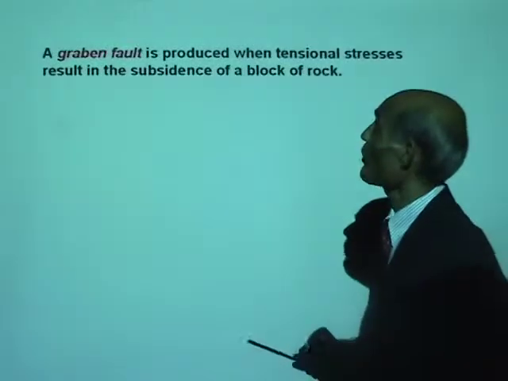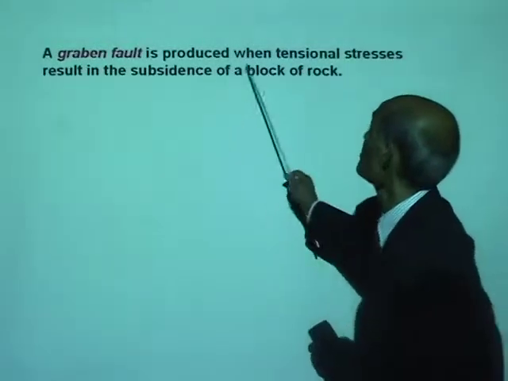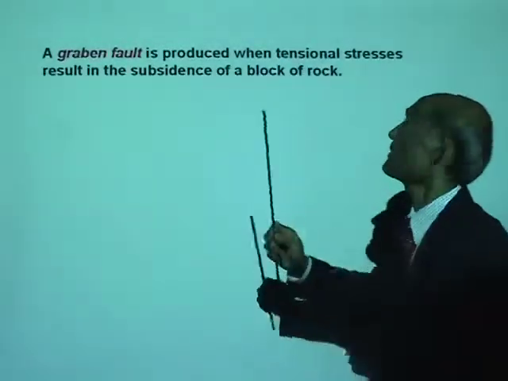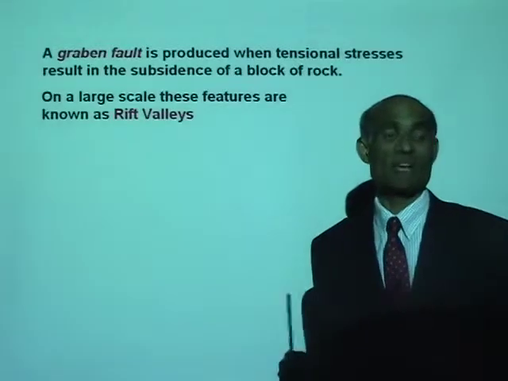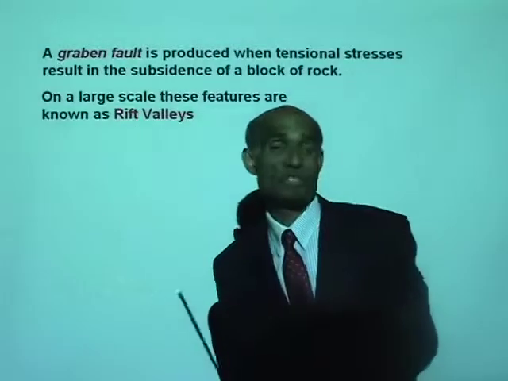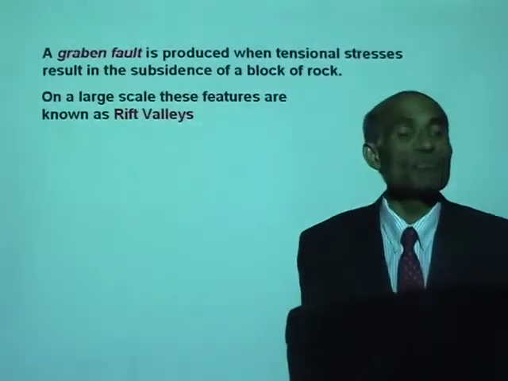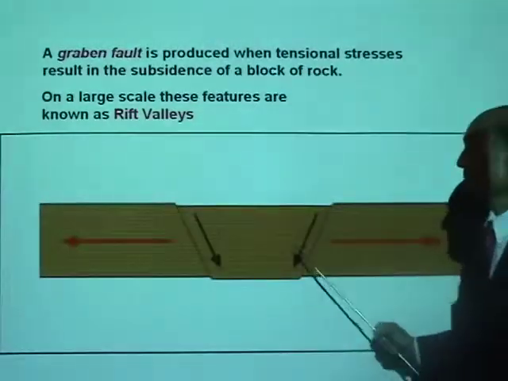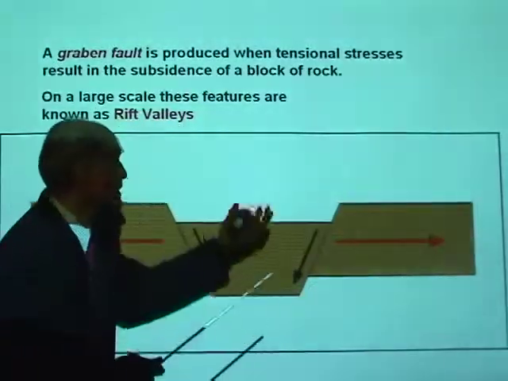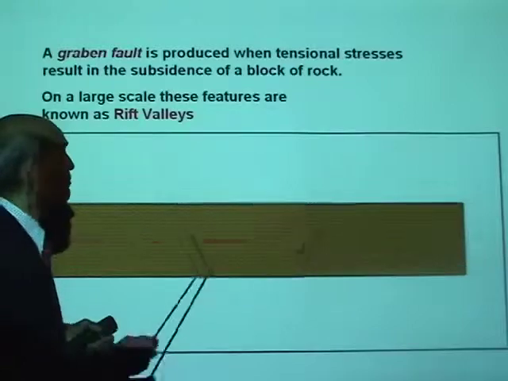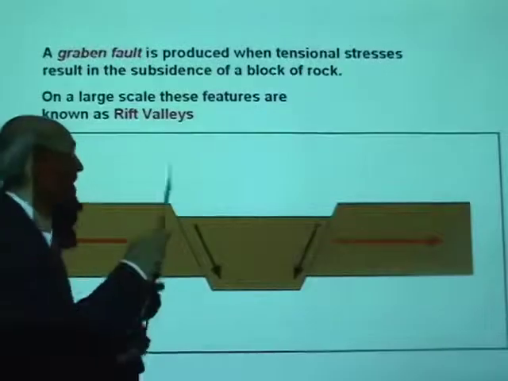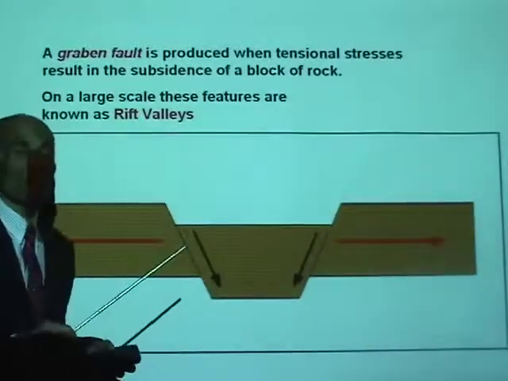A third type of fault is called a Graben fault. It is produced when tensional stresses result in the subsidence of a block of rock. Let me show it to you. Such a fault actually results in the formation of rift valleys. Now, look what happened. The tensional forces cause a middle piece to break and it sinks. That is the Graben fault. And that is, you can see, a rift valley. A rift valley is formed as a result of a Graben fault.